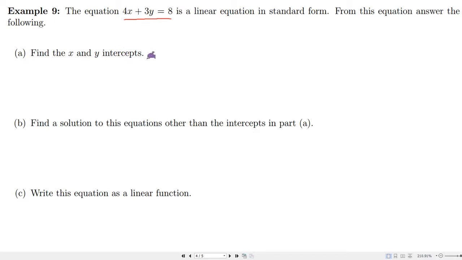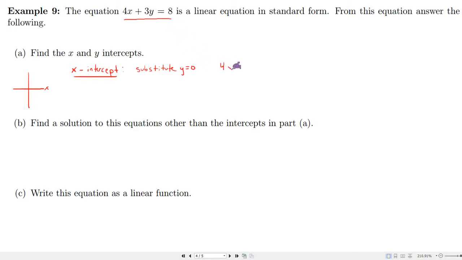So let's find the x and the y intercepts. How do you find the x-intercept? The x-intercept, you remember, is where the graph is hitting the x-axis, right? So if you're thinking about your graph here, if you're hitting a point on this x-axis, then the y value is actually 0 there. So we're going to substitute y equals 0 into this equation. So what would we get?